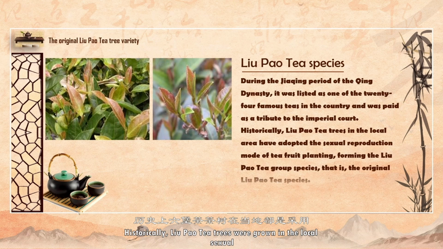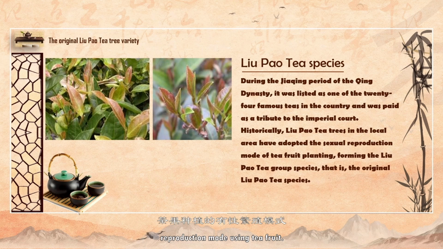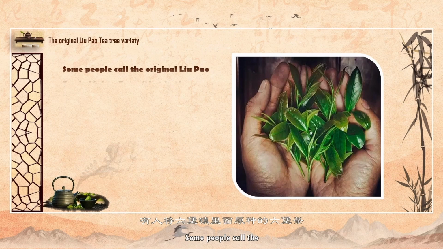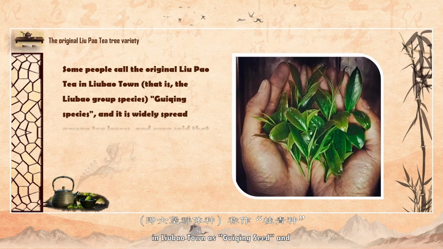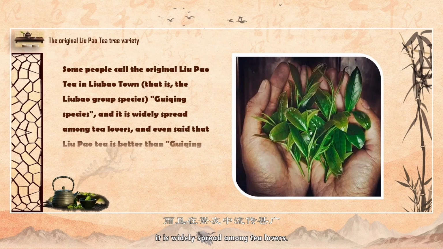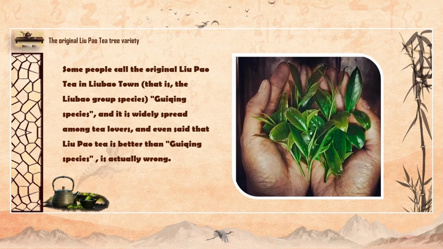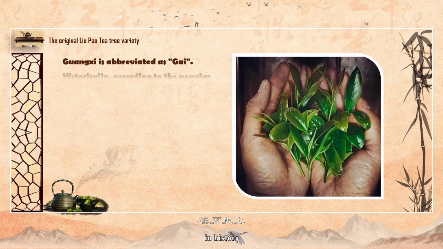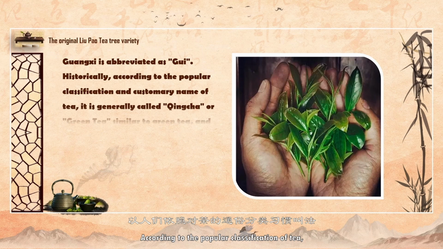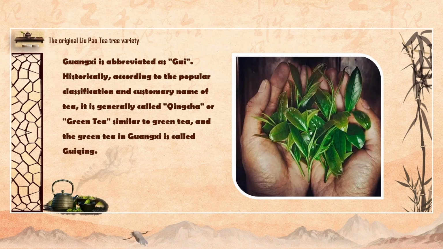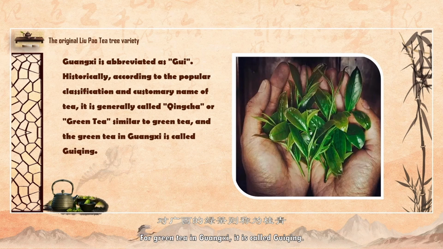Historically, Liu Bao tea trees were grown in the local sexual reproduction mode using tea fruit, forming the Liu Bao tea group species and the original Liu Bao tea species. Some people call the original Liu Bao tea in Liu Bao town Gui Qing seed, which is widely spread among tea lovers. It is even said that Liu Bao tea is better than Gui Qing seed. Actually, it's not right. Guangxi is referred to as Gui in history. According to the popular classification of tea, people call it Qing tea or green tea. For green tea in Guangxi, it is called Gui Qing.